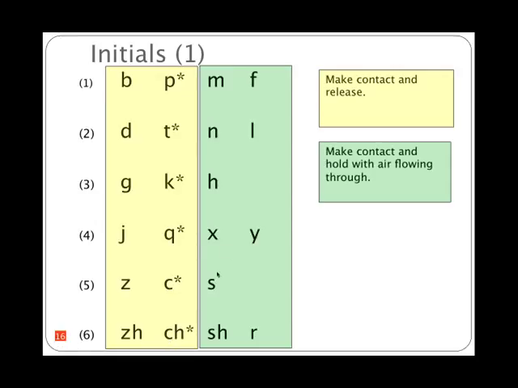The sounds in green, on the other hand, make contact and hold. They actually never release, and there is a small opening where air can flow through. When you say this, your lips never actually release, and the air is flowing through your nose. Same thing with this one, the air is flowing between your teeth and lip. Here the air is flowing through the nose. It never releases. The air is flowing through.